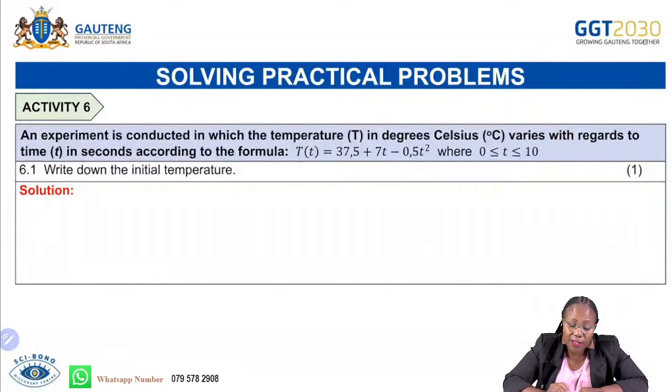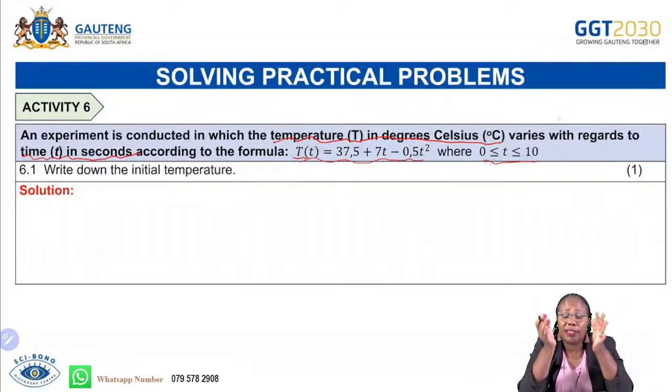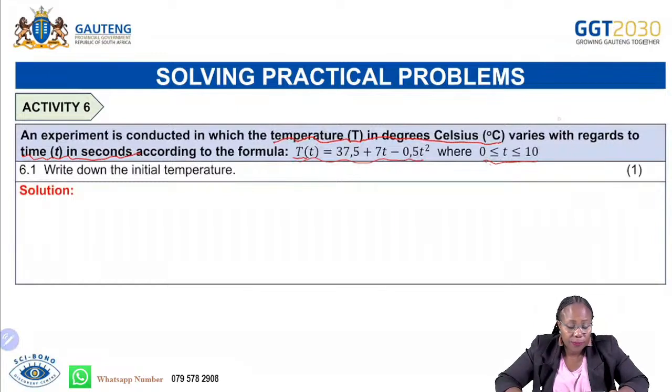So we are given this formula, and capital T represents the temperature in degrees Celsius, and then little t indicates time in seconds, where our time is greater than or equal to 0 and less than or equal to 10. That means we are ranging between 0 to 10 seconds of time for conducting the experiment.